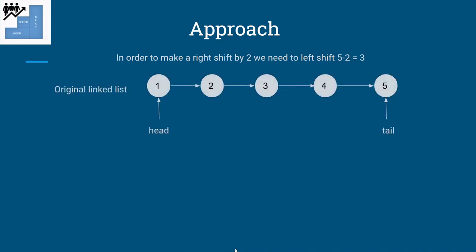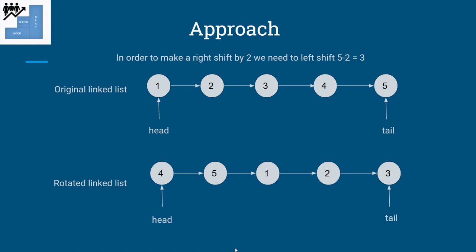So if this is the original linked list, then shifting left by 3 would mean that 1, 2, 3 will come over here by shifting left, and 4, 5 will come here. And this also means shifting right by 2, as 4 shifted right by 2 comes over here, 5 shifted right by 2 comes over here, and so on. I hope it makes sense. Now let's jump and look at the code implementation.